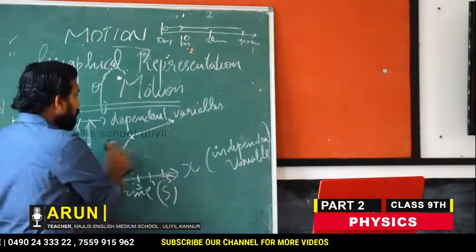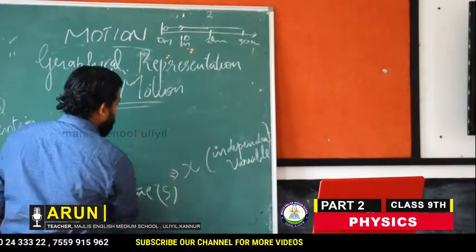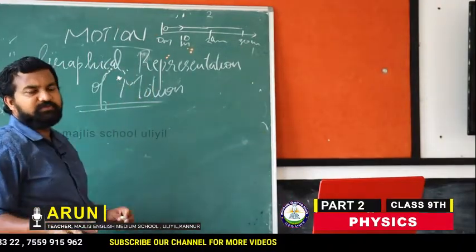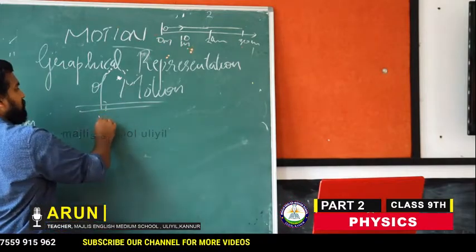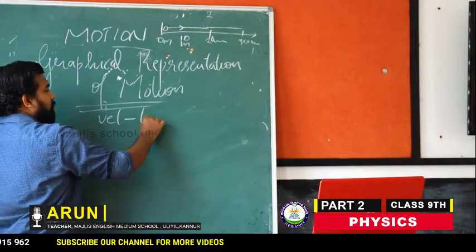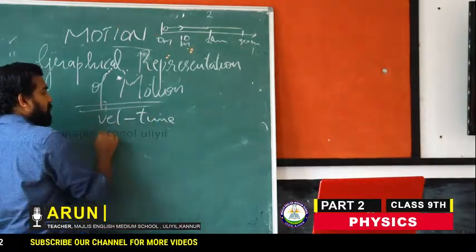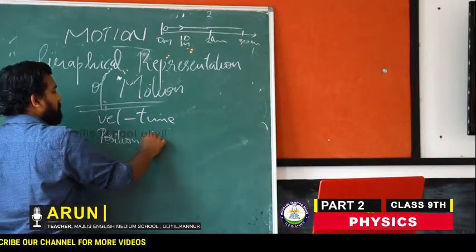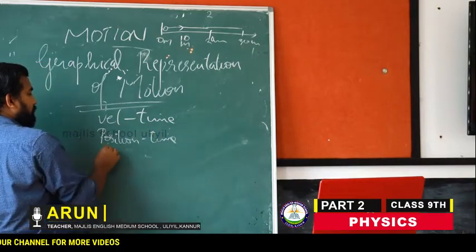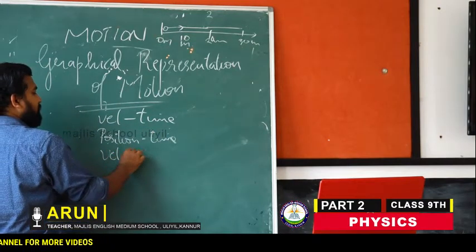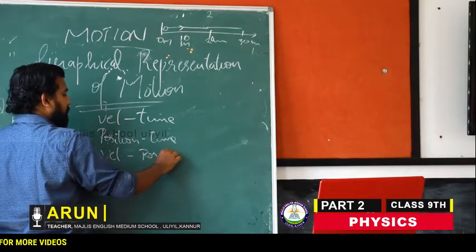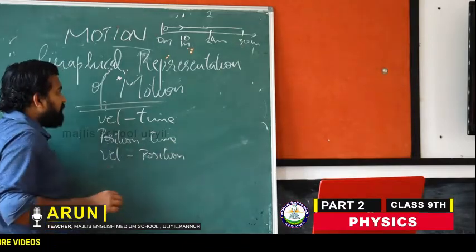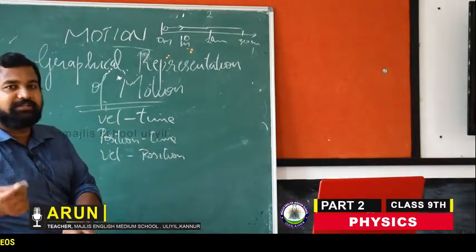Clear? Okay. So there are different types of graphs which we need to study in this chapter, that is velocity time graph, position time graph, then velocity position graph, etc. So these different types of graphs we need to discuss in this chapter.